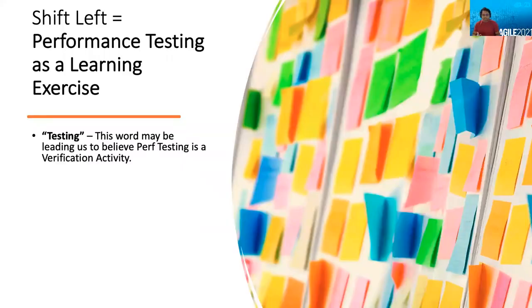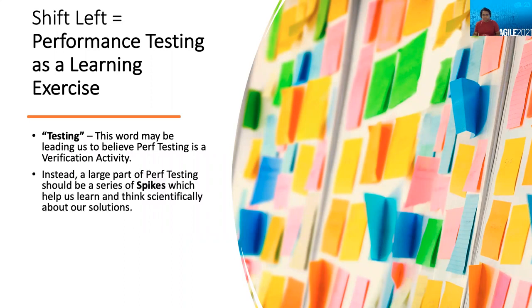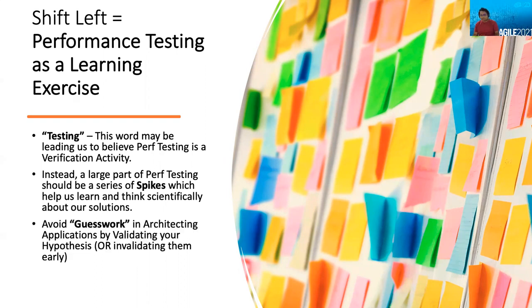Because of the word testing, we seem to associate perf testing to a verification activity that comes pretty much to the tail end of development. Instead, it should probably be treated more like a learning activity, a series of spikes through which we are able to learn about the decisions we're making and avoid guesswork, right?